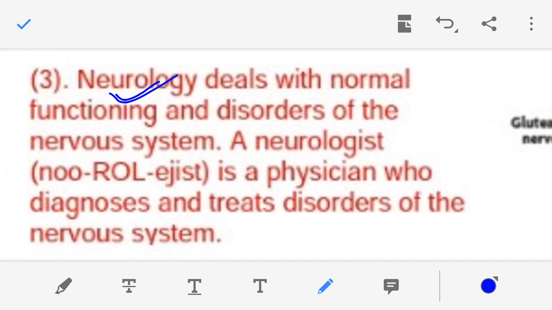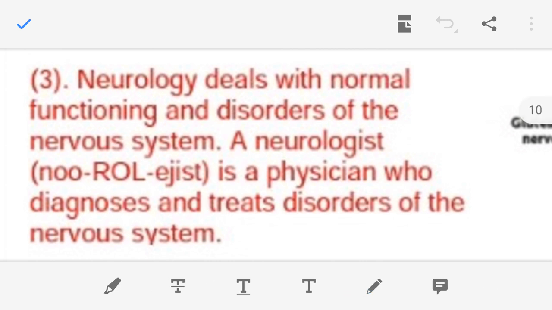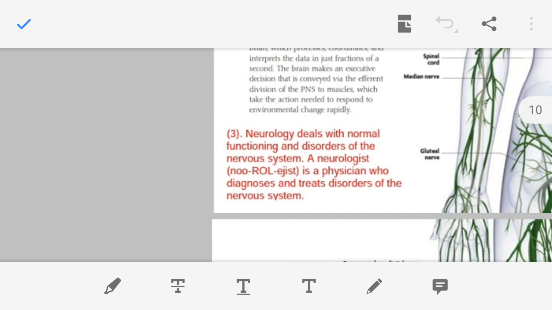Now the person who studies this neurology is the physician or the doctor. The physician or the doctor who studied this subject, neurology, is known as a neurologist. So the neurologist, the doctor, is the person who diagnoses and treats disorders of the nervous system. Basically the neurologist tackles the diseases of the nervous system, and they also cure, or if required they perform surgery on the patient. So that is the meaning of this third point.